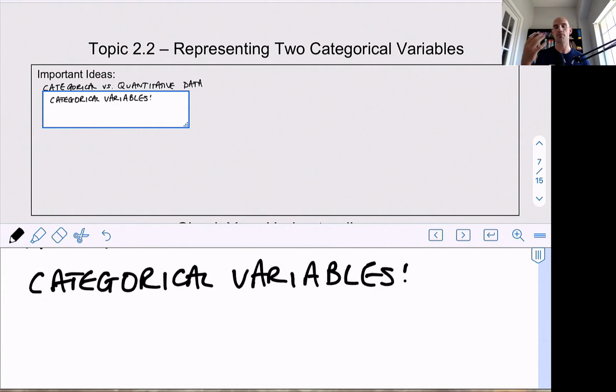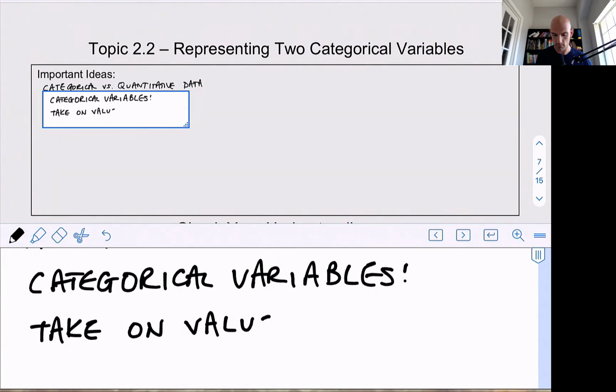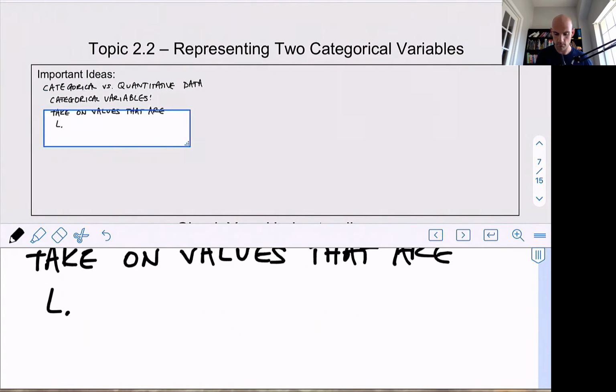For example, a falcon, ram, what's your favorite toy? If I ask what your favorite toy is, you can't answer that with a quantity. You'd answer that with something that you label, like a slinky or a Rubik's Cube, something like that. So they take on values that are labels or names.